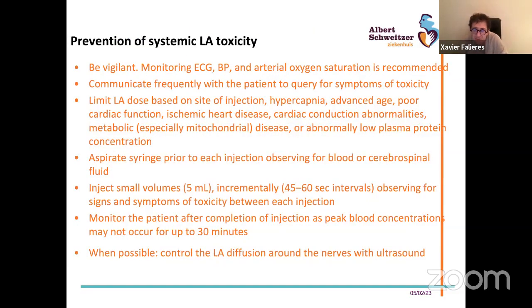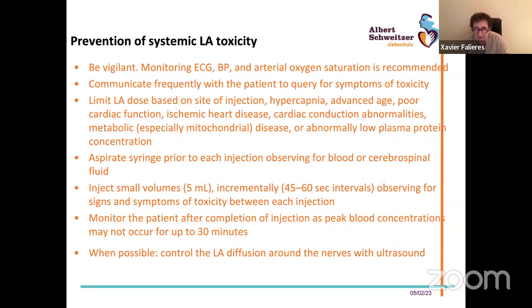So be vigilant, monitor your patient. I know you don't have ECG everywhere. You have saturation. Please try to measure the heart rate and the blood pressure. Communicate with your patient, ask your patient how it's going. Limit the doses depending on the site of injection. Be very careful with hypercapnia, advanced age, poor cardiac function, patients with heart disease, and also abnormally low plasma protein concentration, certainly in elderly and underfed patients.